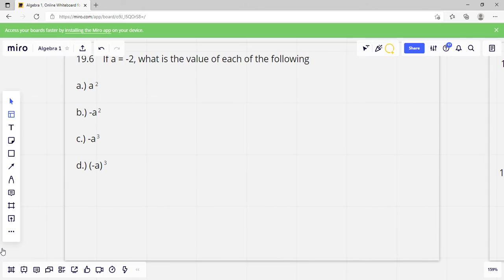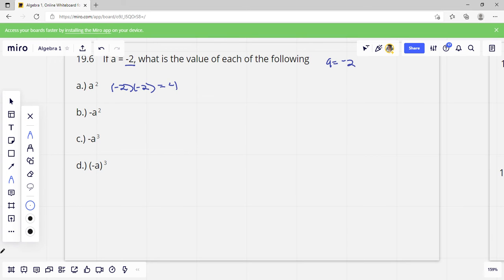Alright, now what if we're evaluating using powers? Evaluating, remember, that means replacing our variable with a value. So if a equals negative 2, and we need a squared, so that means we're going to have negative 2 times negative 2, right? And that would be 4.